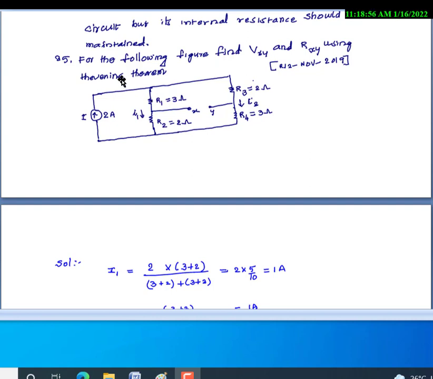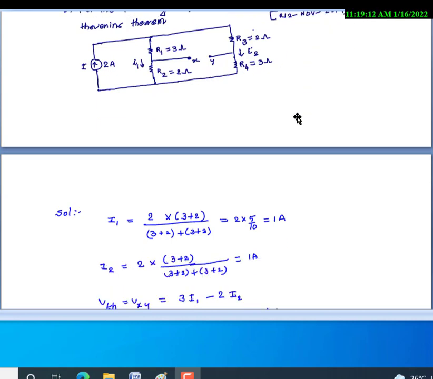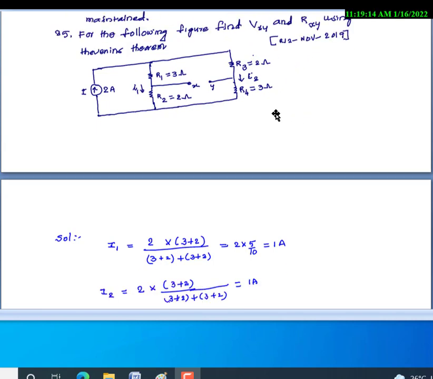So let us take another problem on Thevenin's theorem. The given problem is like this. For the following circuit, find the voltage between terminals X and Y and the equivalent resistance between terminals X and Y.